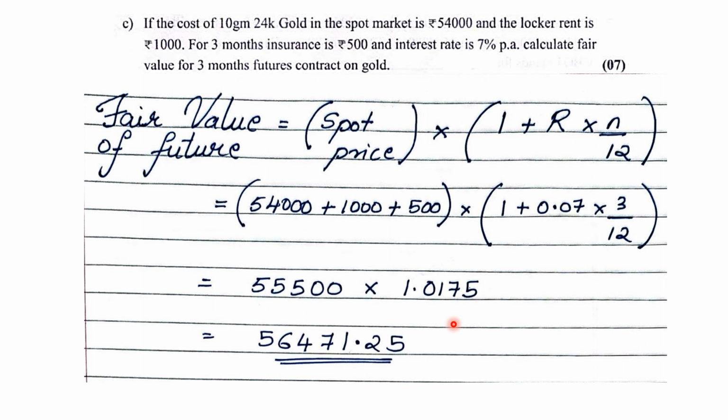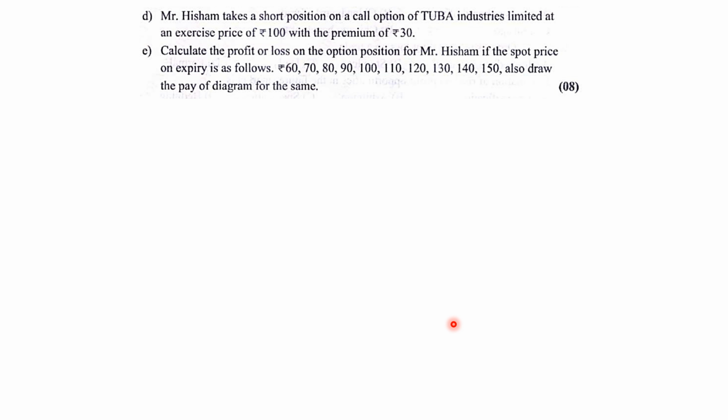Okay, now the next sum. So this is the first sum. The second sum was based on Mr. Hisham, who takes a short position on a call option. So remember, this is a call option sum. Short position is the seller's payoff of Tuba Industry Limited at an exercise price of 100 with a premium of 30 rupees. Calculate the profit or loss.